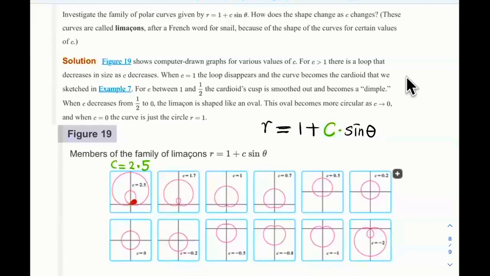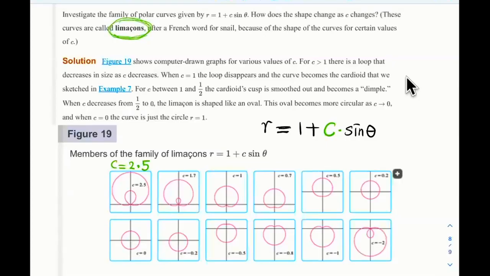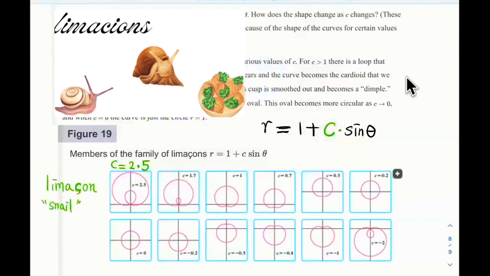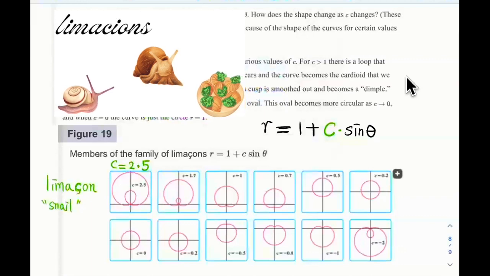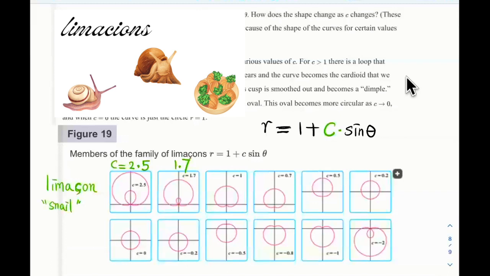Does it look like a snail to you? Yeah, it's because the shape looks like a snail. Then they give it a name in French. Anybody speak French? Limaçon. Okay, everybody say limaçon. So it looks like this. It has an inner loop. Now when c is 1.7, here it is 1.7. What do you see here? It looks like the snail gets smaller, right? The snail shrinks, but it still has this inner loop.